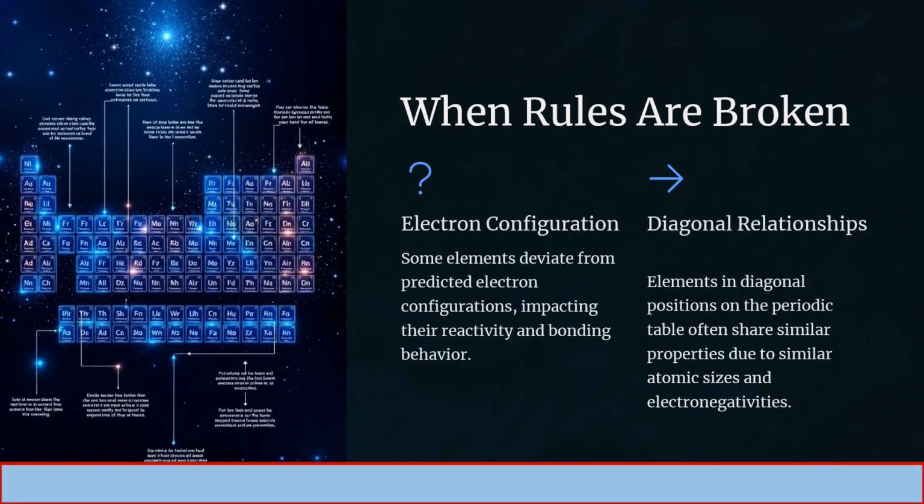Not all elements follow the usual rules of the periodic table. Some, like copper and chromium, have unexpected electron arrangements that change how they react and bond with other elements. There are also diagonal relationships, where elements that aren't directly above or below each other share similar properties. These exceptions make the periodic table even more interesting and complex.